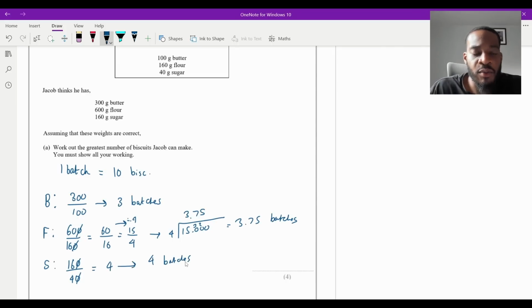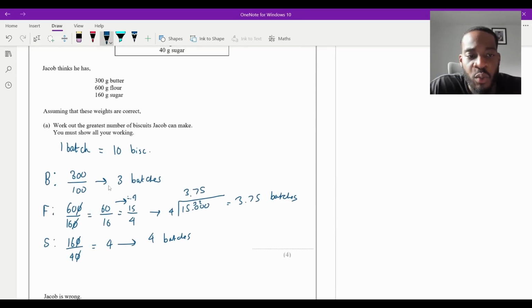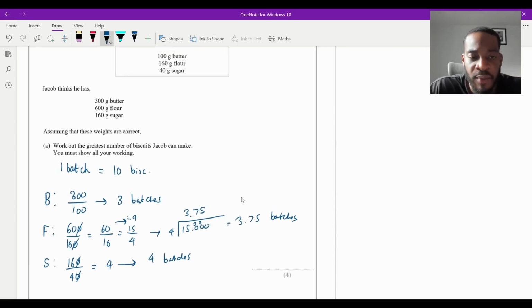Now, for each ingredient, let's compare. For butter, we have 3 batches. For flour, we have 3.75 batches, and for sugar, we have 4 batches. What is the greatest number of biscuits Jacob can make? Well, surely the number of batches for each should match. Now, here we've got 3, here we've got 3.75. You can't make a fraction of a batch, can you? So that 0.75, we can't do anything with it.